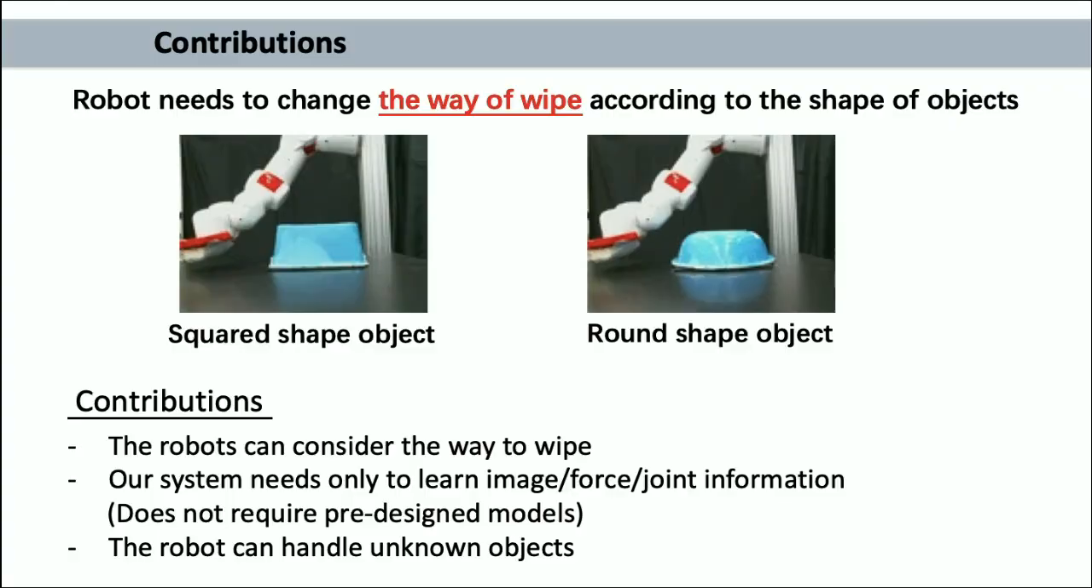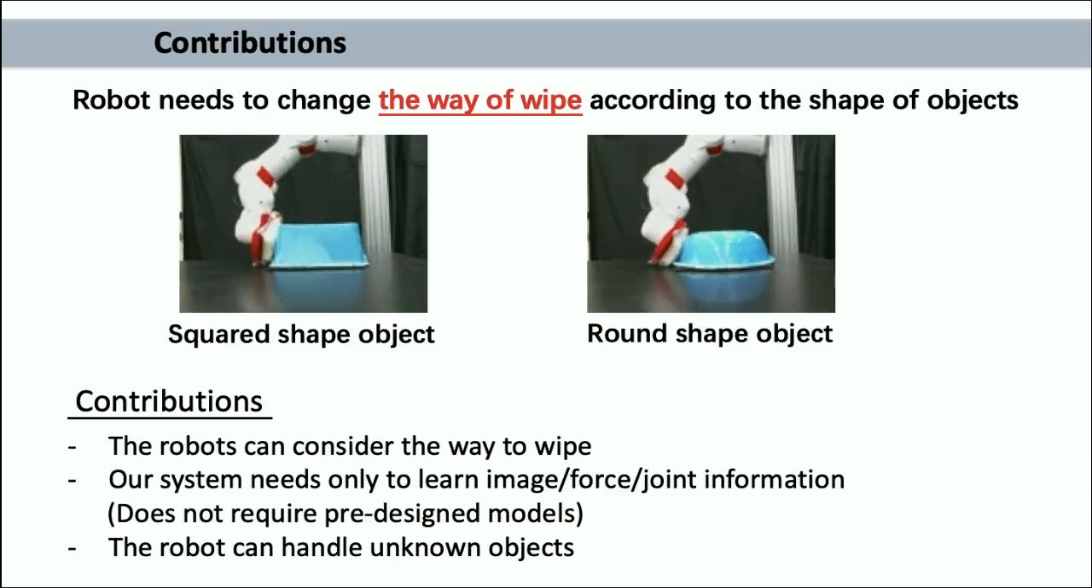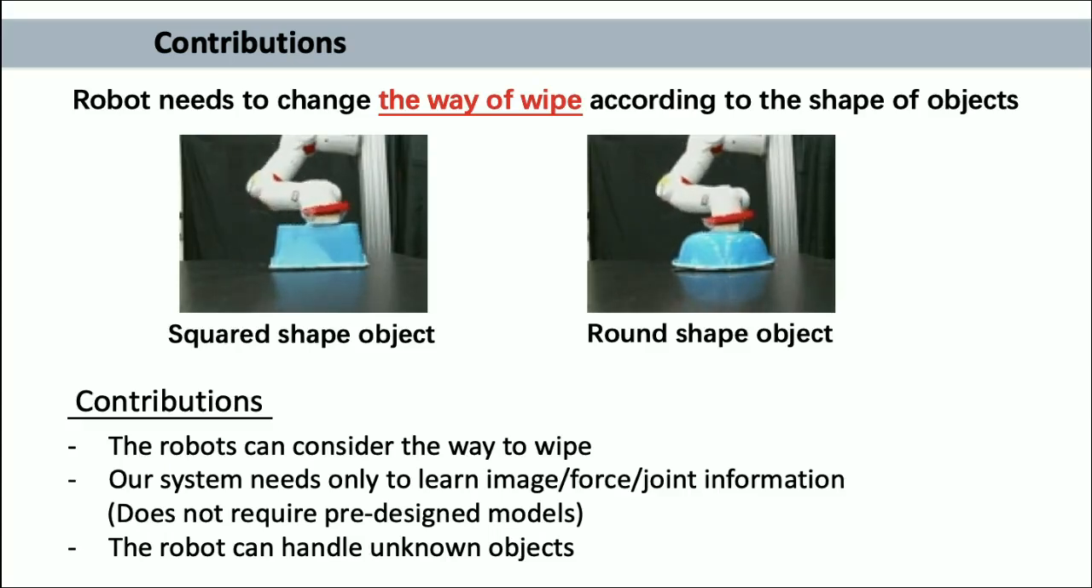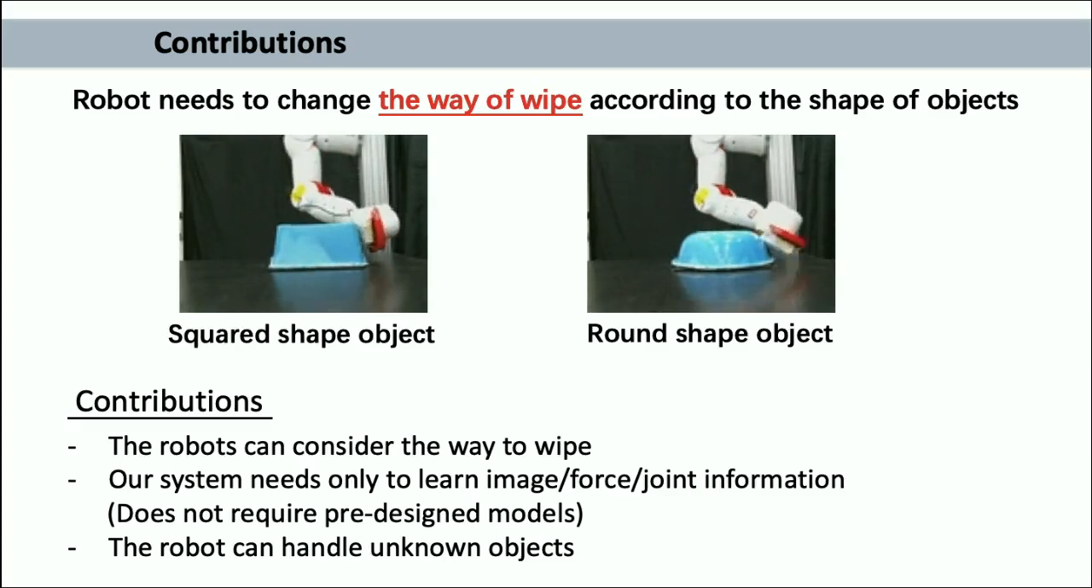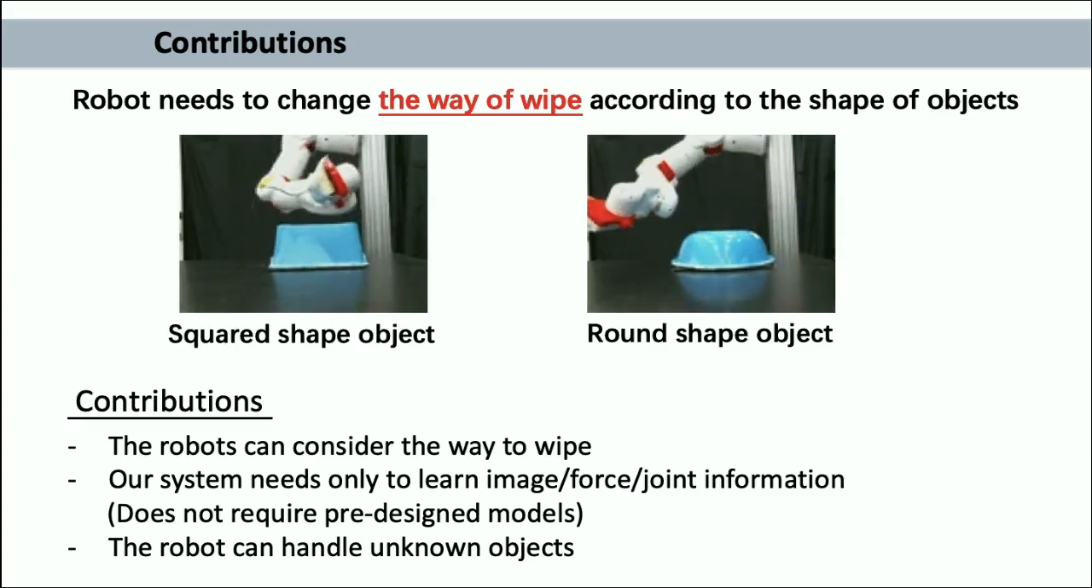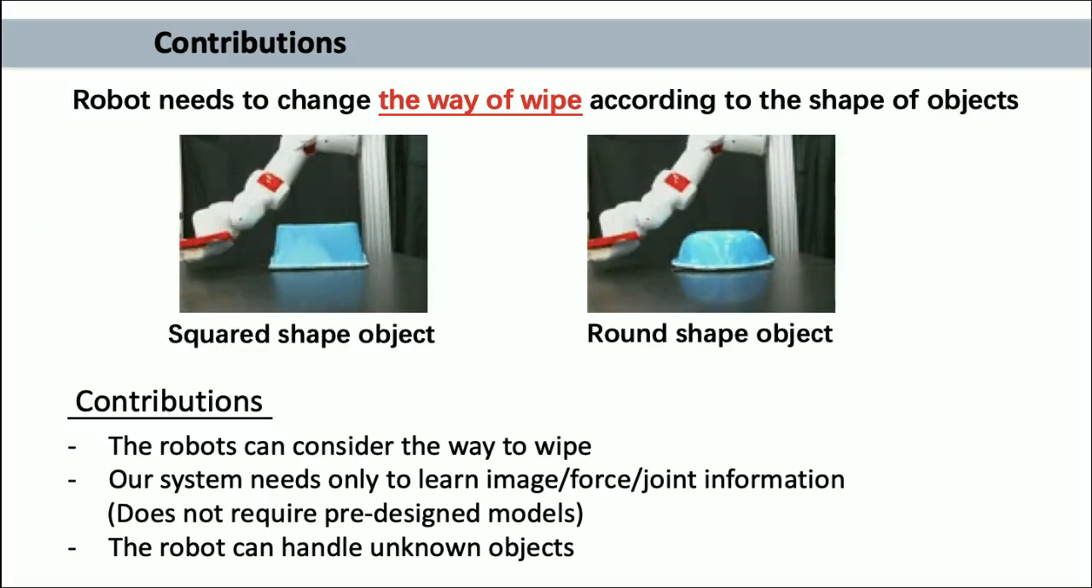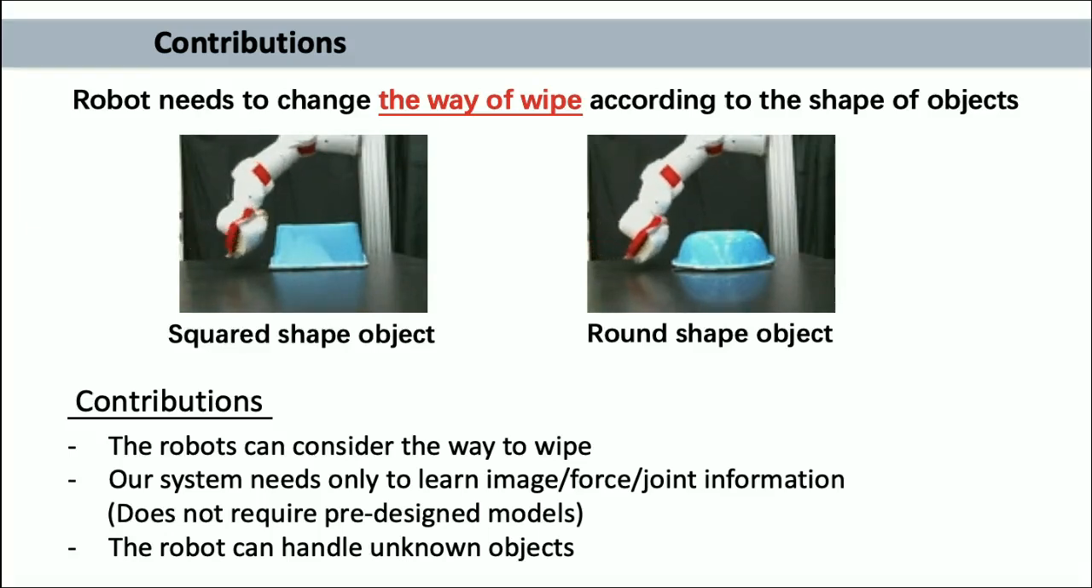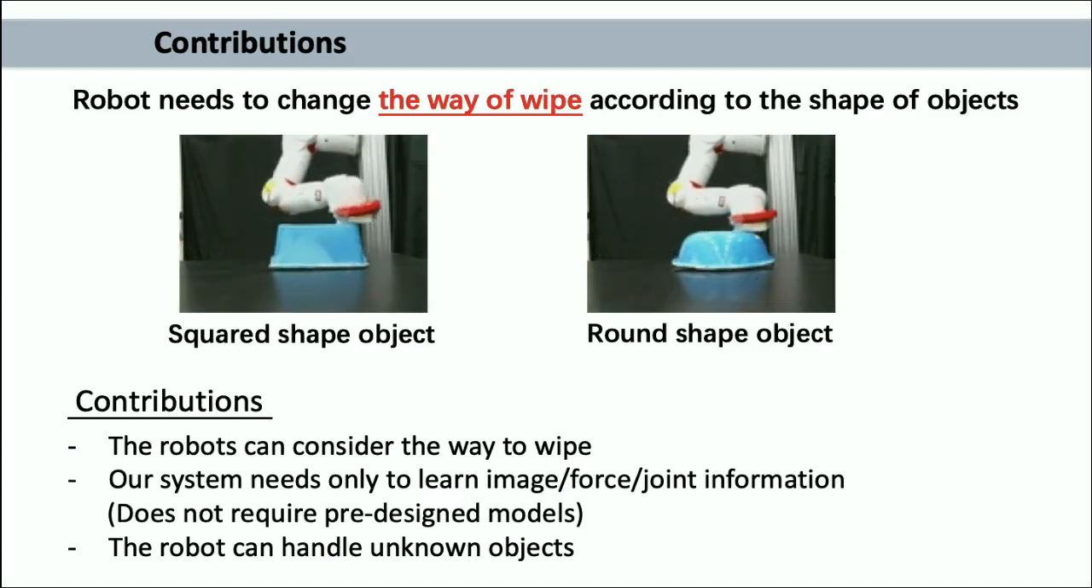To wipe 3D objects, the robot needs to consider the way to wipe according to the shape. For example, if the target is round shape, it is better to wipe continuously. On the other hand, if the target is squared shape, it needs to change the angle by 90 degrees and wipe each surface. Of course, the direction of the wiping motions needs to be changed according to the inclination of the surfaces. With our model, the robot is able to consider the way to wipe, and the model does not require a pre-designed model of target objects, and the robot can handle unknown objects.